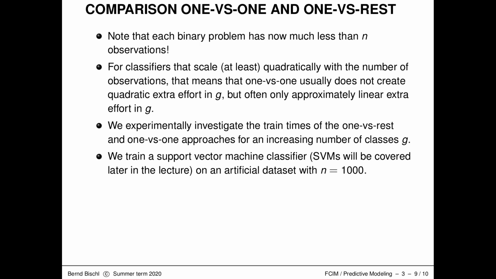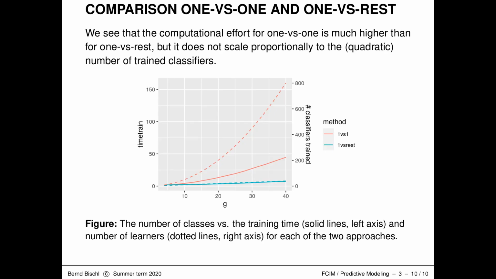We can now also experimentally investigate this a little bit. I ran a very, very simple toy example here to demonstrate this scaling behavior. I trained a support vector machine on an artificial data set with 1,000 observations. What you can see here is that I increased the number of classes more and more on the x-axis. And in this green plot, you can see how the training time of 1 versus rest scales with the number of classes, and you should see that this scales in a linear fashion with the number G of the classes.